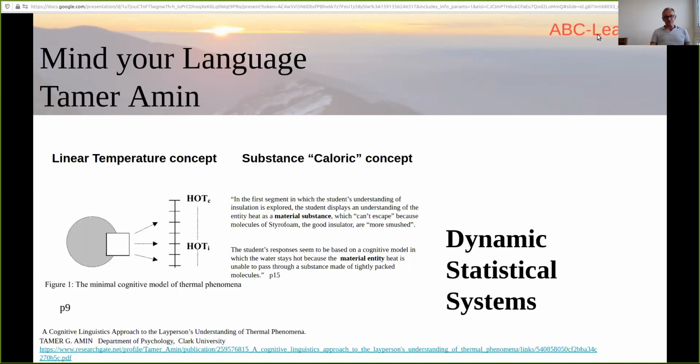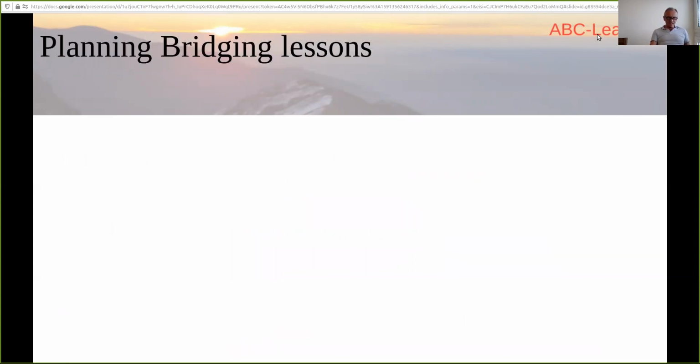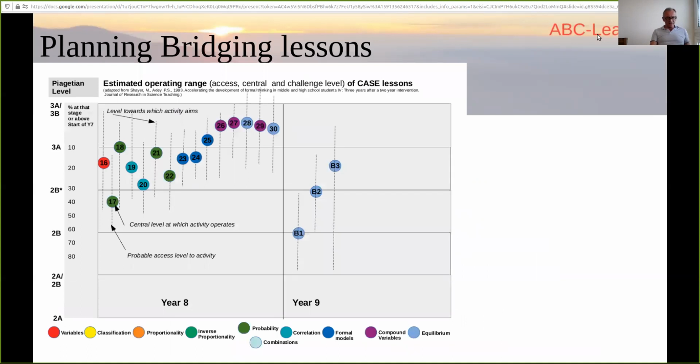We're aiming for students, no matter what level they're at, to move towards this dynamic statistical systems thinking. Tamer Amin criticized a lot of the secondary and early college textbooks, that they kept using the substance concept, where they should have been moving much more towards dynamical statistical systems. Let's see how that plays out in the lessons.